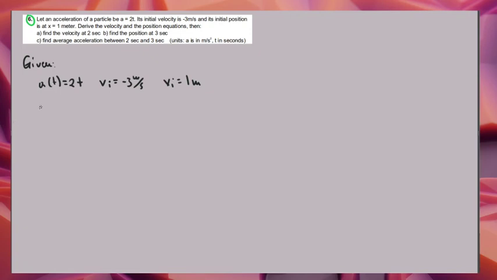I guess in the given I can also do this. V as a function of time equals t squared plus a constant, but I know that this constant is just the initial velocity. And so in that case, it's just -3. So really what this becomes is t squared minus 3.